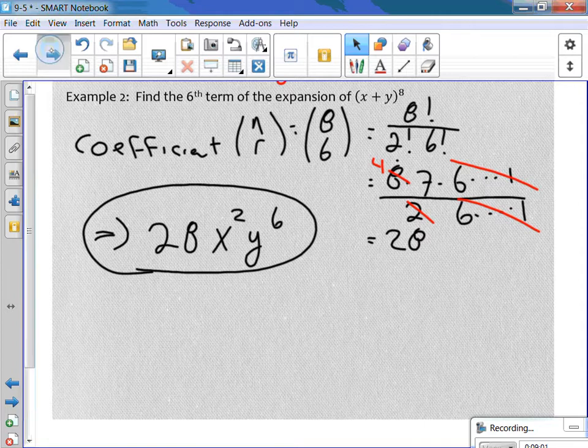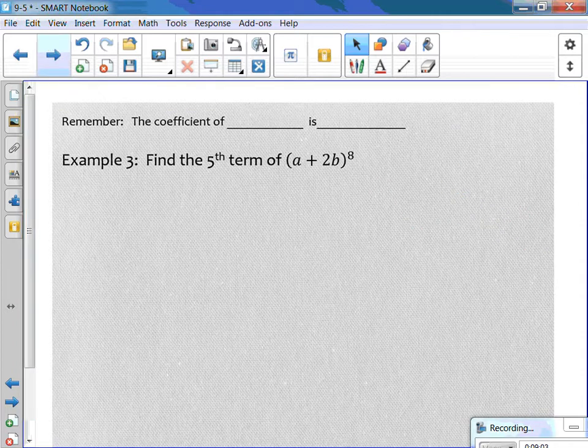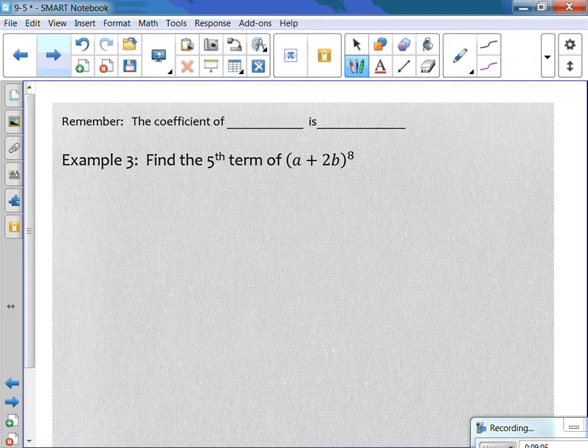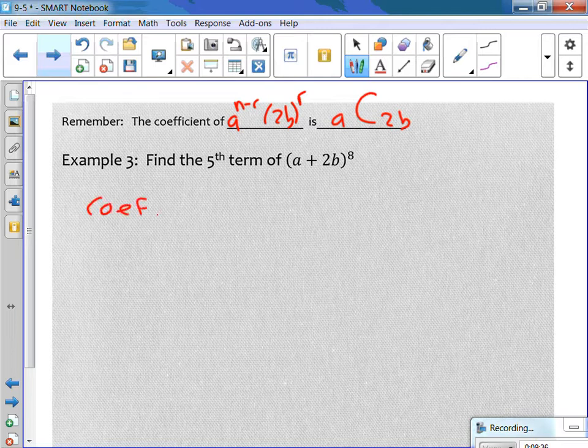For this one, we need to remember, we're looking at the 5th term of a plus 2b to the 8th power. So here, what is going on with the coefficient for my a to the n minus r, 2b to the r? It's going to be that exact thing, n choose r. So again, here we're looking for the 5th term of an 8th power. So my coefficient is going to be 8 choose 5.